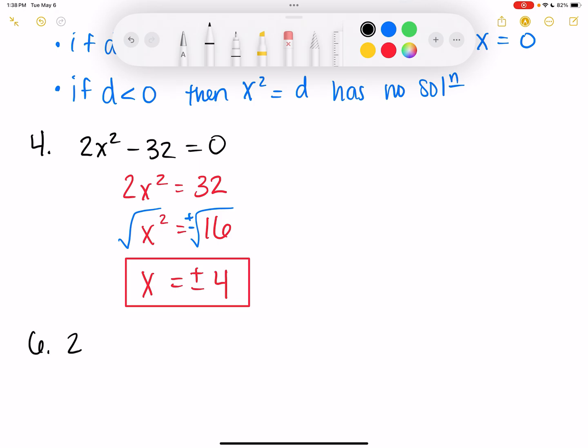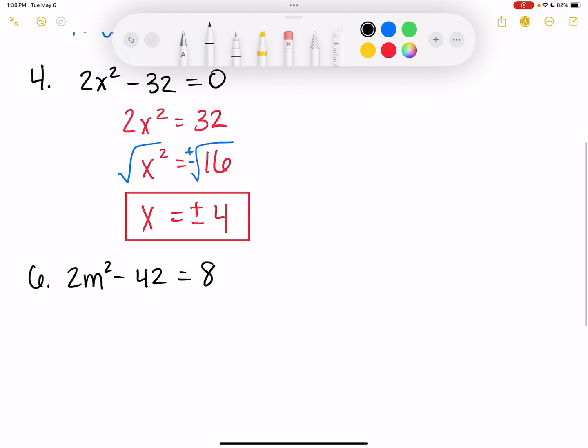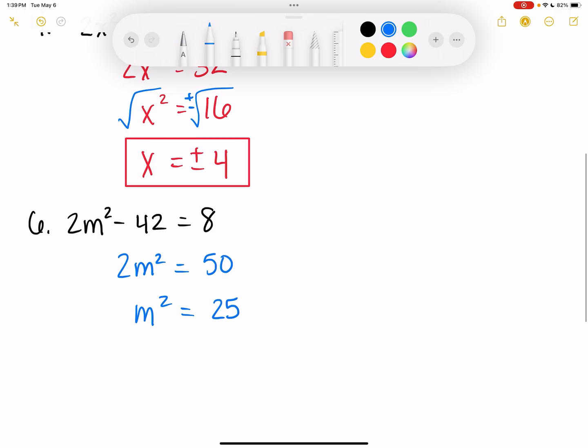6. 2m squared minus 42 equals 8. So my goal is to get m by itself, so I'm going to add the 42. So I have 2m squared equals 50. Now I divide by 2. m squared equals 25. So to undo a square, we take the square root. And when I do that, it's always plus or minus. Probably going to get tired of hearing me say that, but I'm trying to make it so you don't forget. So this is m equals, what's the square root of 25? 5. So we've got plus or minus 5 as our solution.